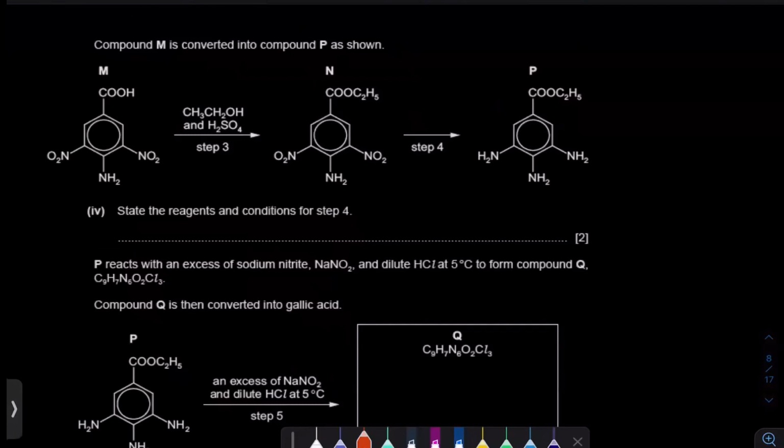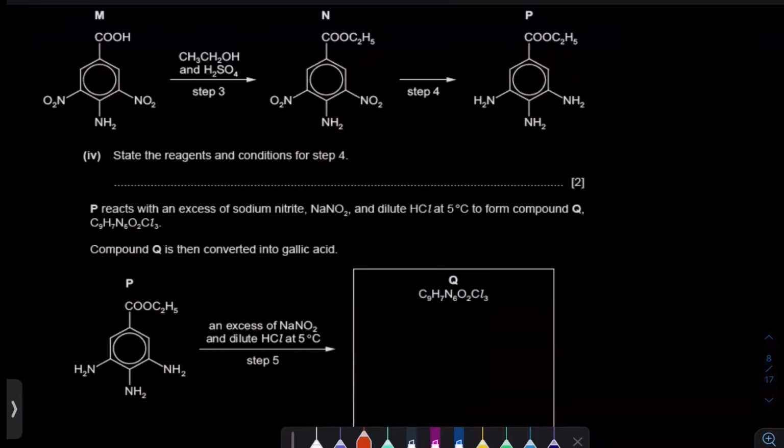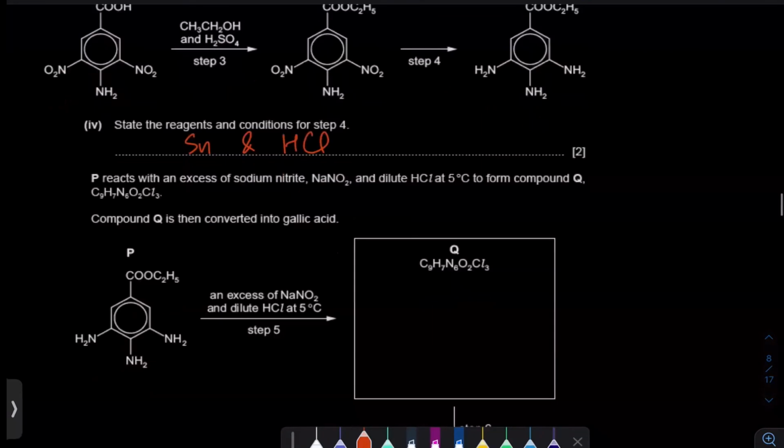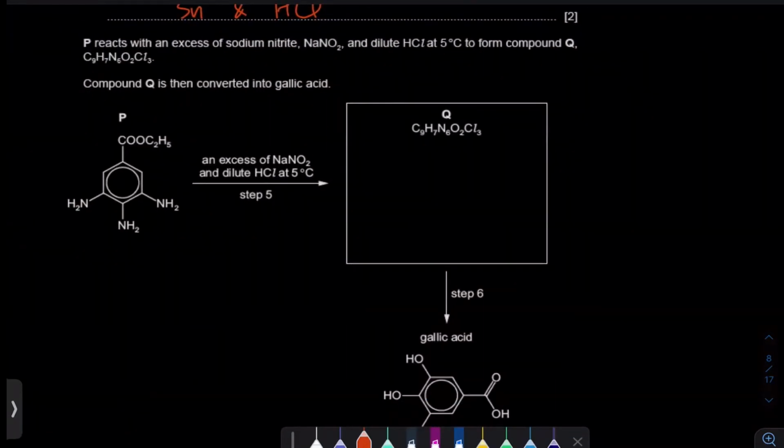What is step 4? They have taken the NO2 and converted it to an amine group. How do you do that? Sn plus HCl, right? Yes, exactly. Good. P reacts with an excess of sodium nitrite and dilute HCl. Okay, I think a diazonium will form. Let's see.